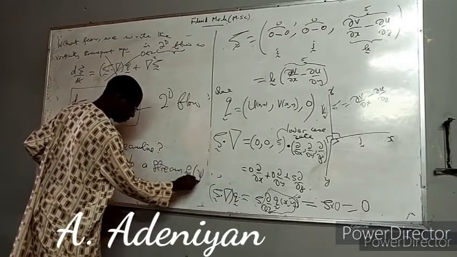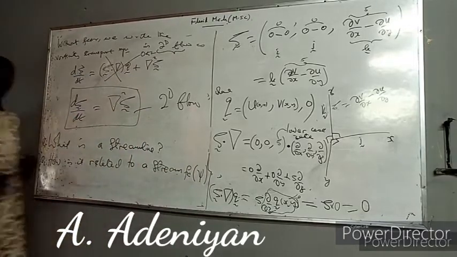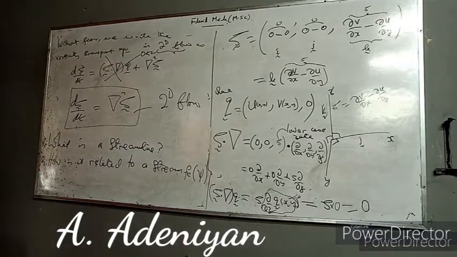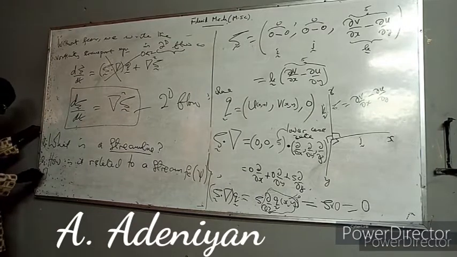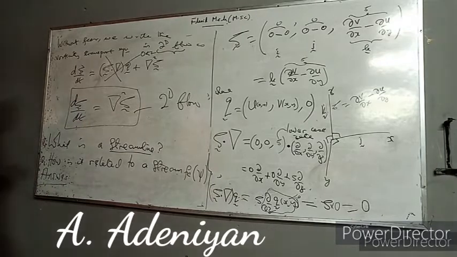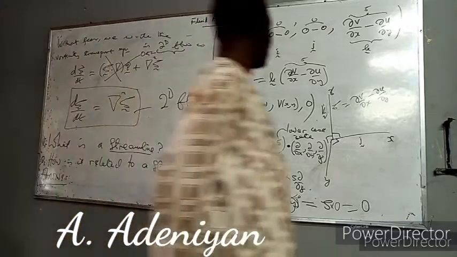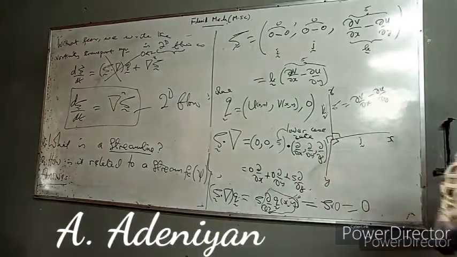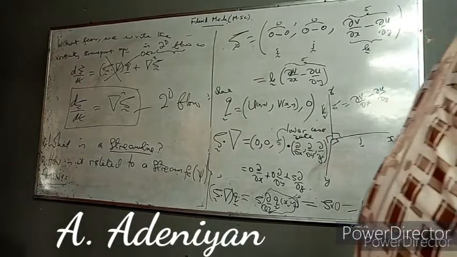Professor Akupelu taught you, and I also taught you a stream function. What is a streamline? I'm not going to answer this. What is a streamline? A streamline is a line. Some people used to call it an imaginary line. It's a line drawn in a flow such that every tangent to it is along the velocity of the flow.